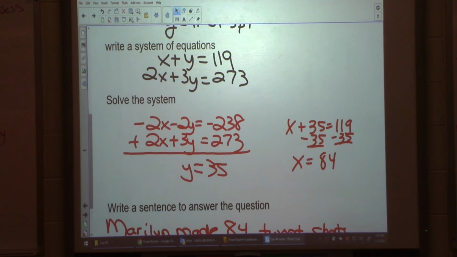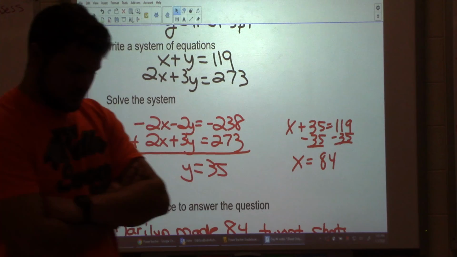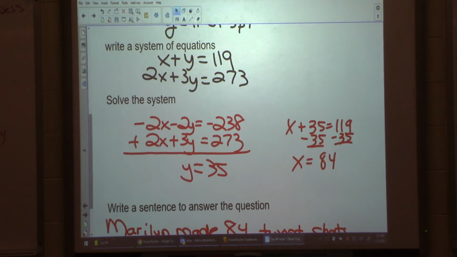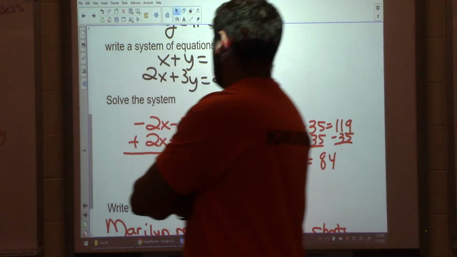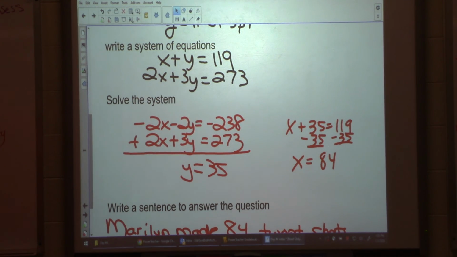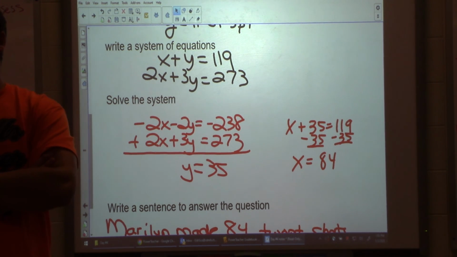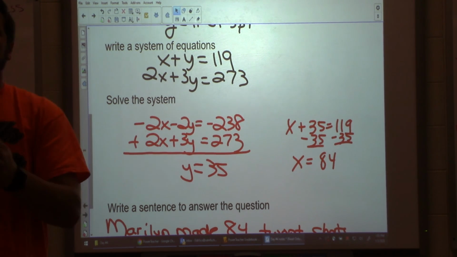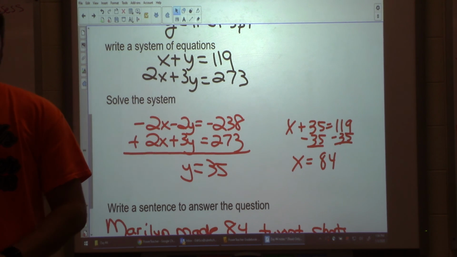Alright, so you can check with what your system should have looked like, 2 equations. You can check your solving. And make sure you write a sentence out, right? Marilyn should have made 84 2-point shots. You should have made 35 3-point shots. Alright? Are there any questions about how we go about any piece of this? The writing them, the solving them, the answering the question, anything? Do you want me to leave that up there for a couple minutes? So I can do that.